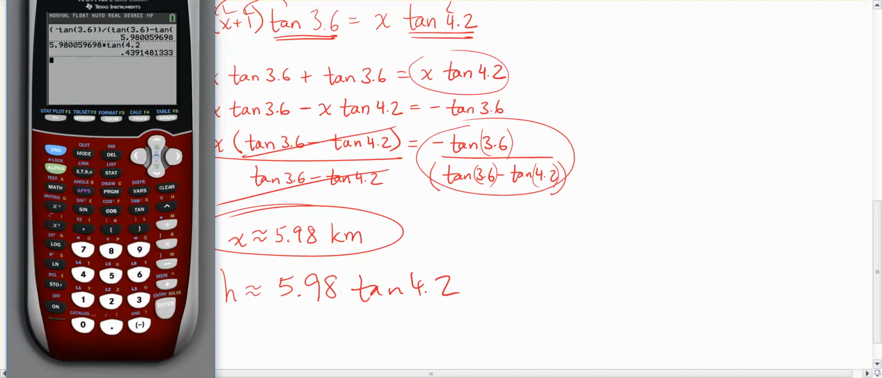And we get about 0.43915 kilometers, which will be 439.15 meters tall. Oh no, sorry. Oh yeah, no, that's right. That's right. Okay, there we go. So hope that helps a little bit. And yeah, all right. Hope the calculator showed up too.